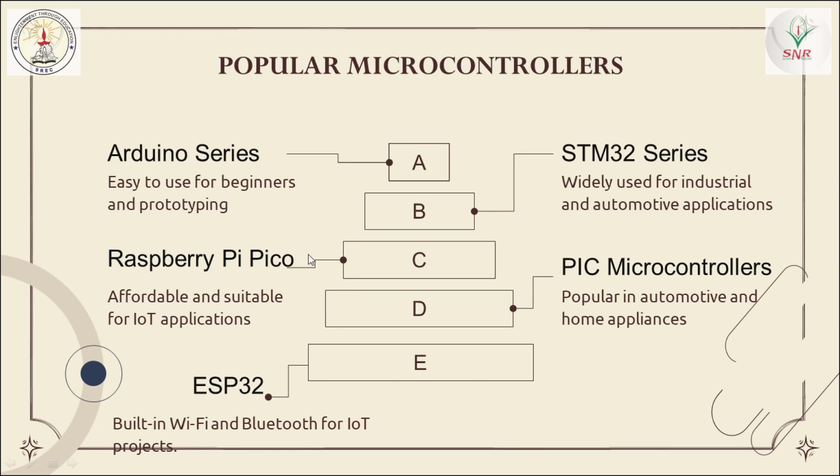And another category is STM32. It's a little more advanced microcontroller. It is widely used for industry and automotive applications. The other category is Raspberry Pi. Though it comes under microprocessors, this board can also be considered for designing embedded system applications. The other microcontroller is ESP32. Nowadays it is gaining more popularity among students. The other variety is PIC microcontrollers.